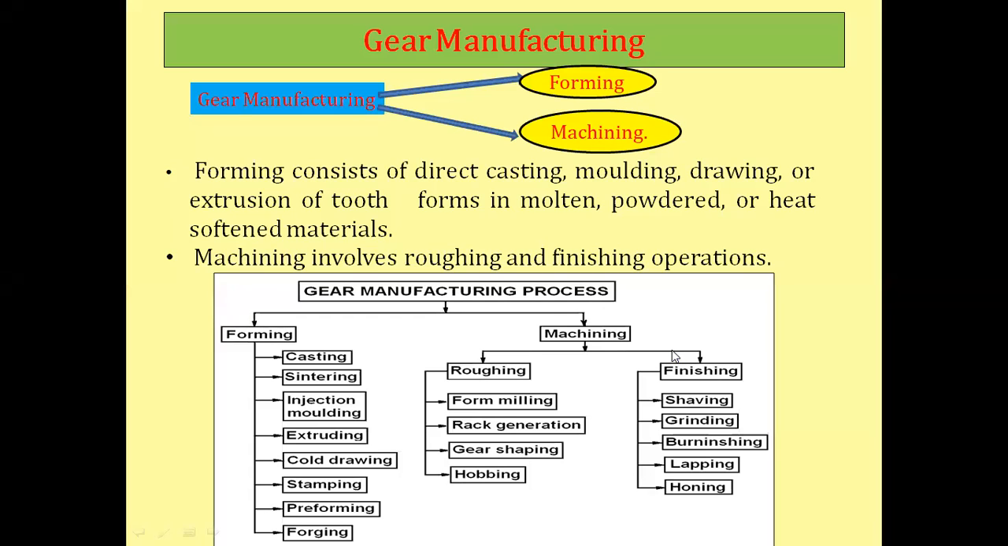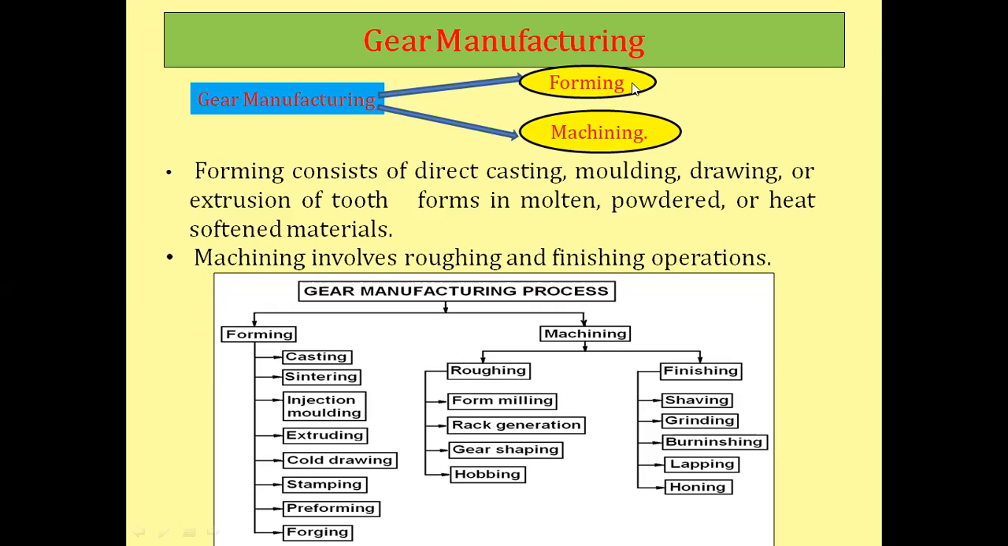There are different manufacturing methods for gears, which are used to transmit power from one mechanical component to another mechanical component, and this is called a positive drive. There are two different manufacturing methods of gear. One is a forming method and the second is a machining method.